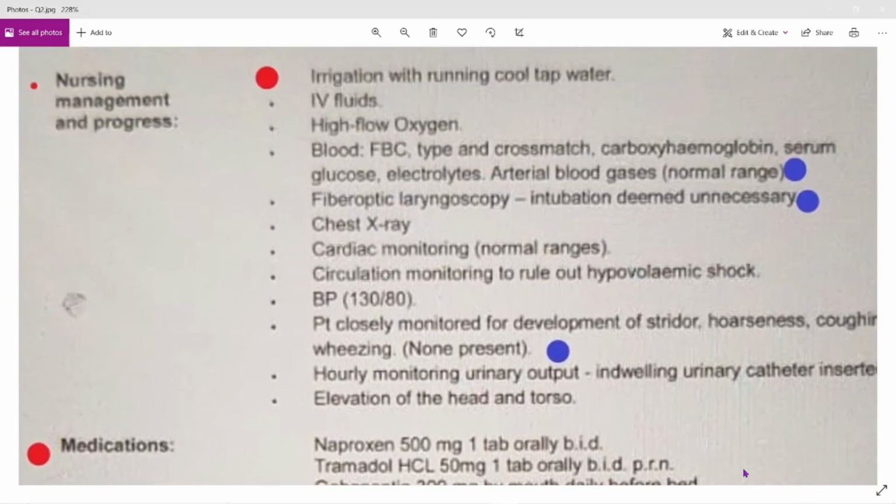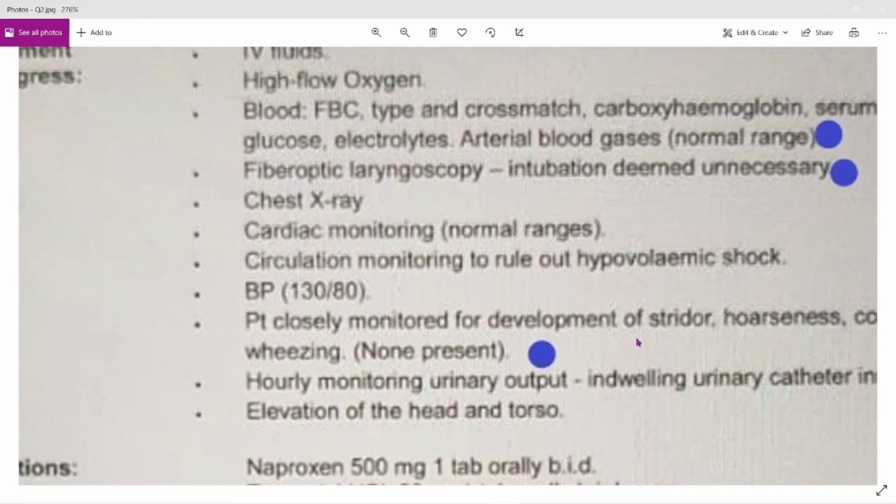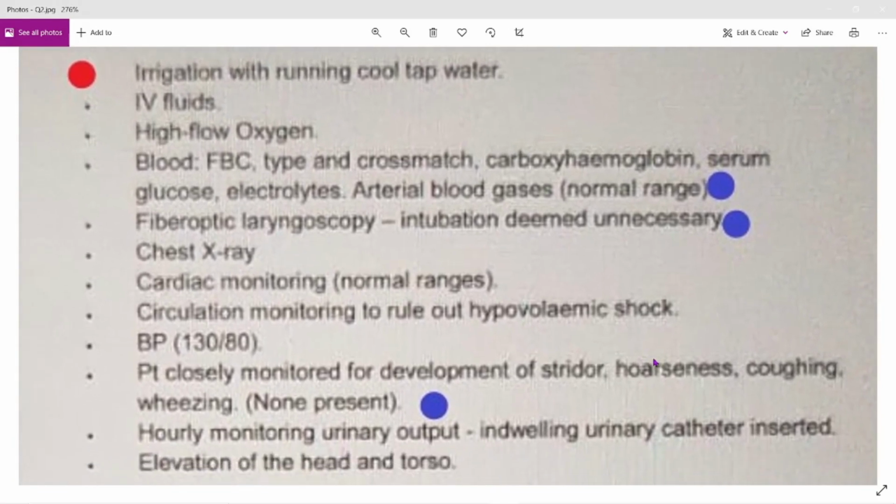This is the nursing management and progress. To read better, let me adjust this page for you. Okay, that's it. You can take time or pause the video and watch. Irrigation with running cool tap water is important.